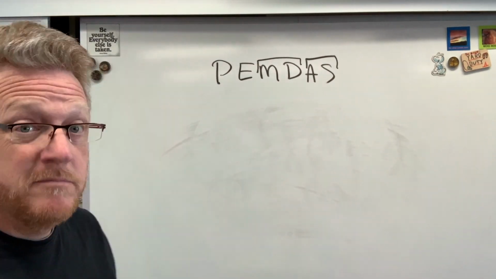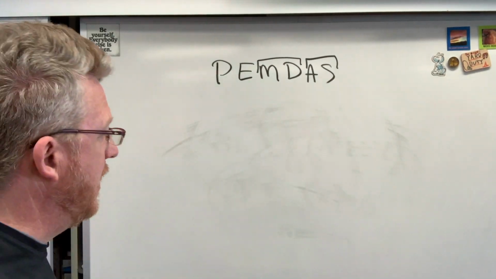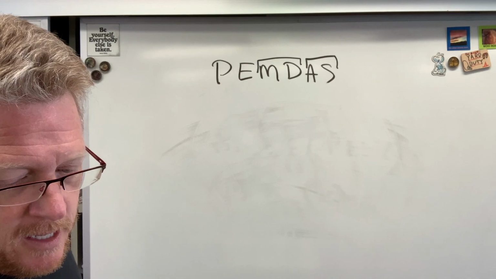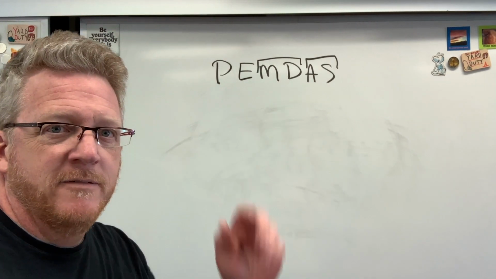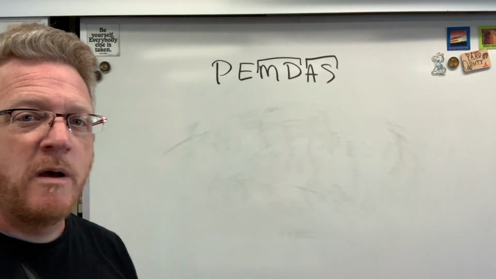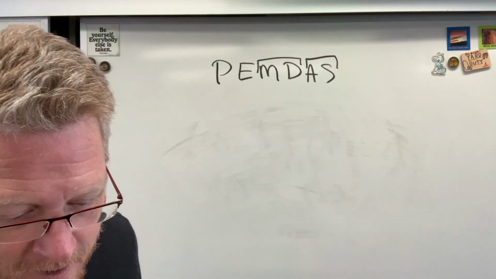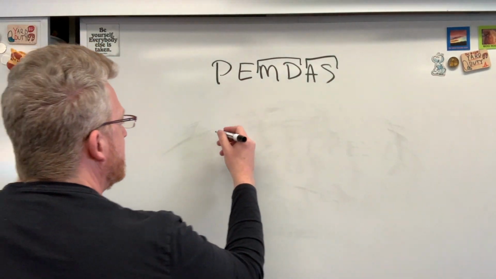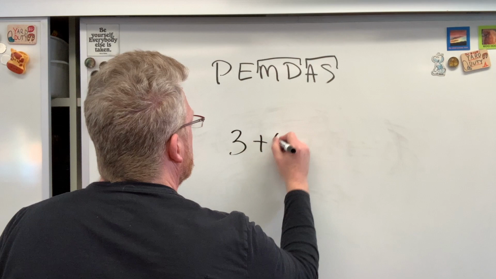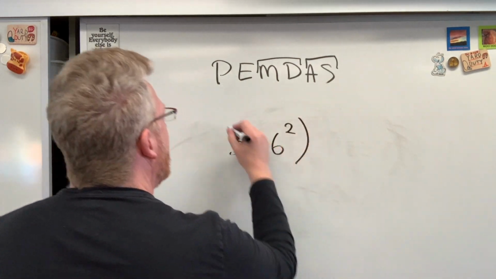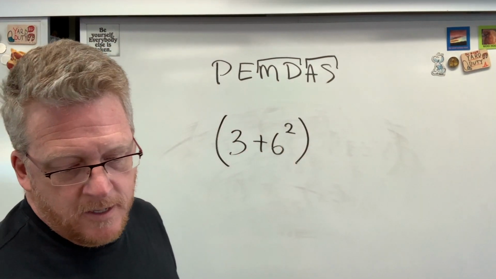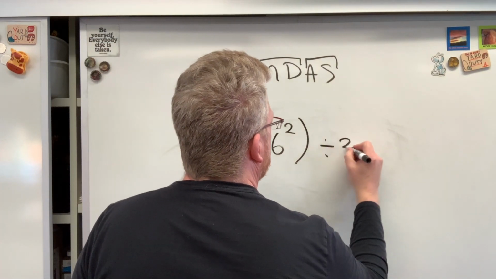The next one is a little trickier, but you can do it. I have faith. I have faith in my class, and she's probably watching this video. All right, 3 plus 6 squared inside parentheses, divided by 3.